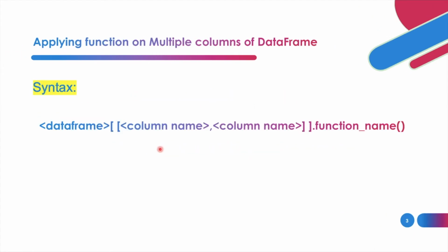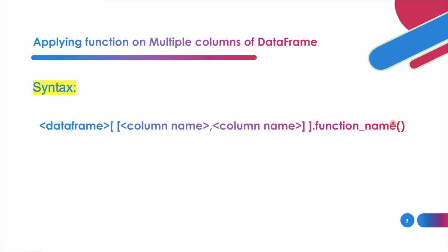In this example, we will try to apply a function on multiple columns of a data frame. The point to be noted is that we need to use two square brackets, and we need to pass the multiple columns separated by a comma. If we need to calculate the minimum of two columns, we write the name of the first column, then a comma and the name of the second column, close it with the square brackets, and use the dot notation along with the function name. In our case, to calculate the minimum value, we will use the min function.